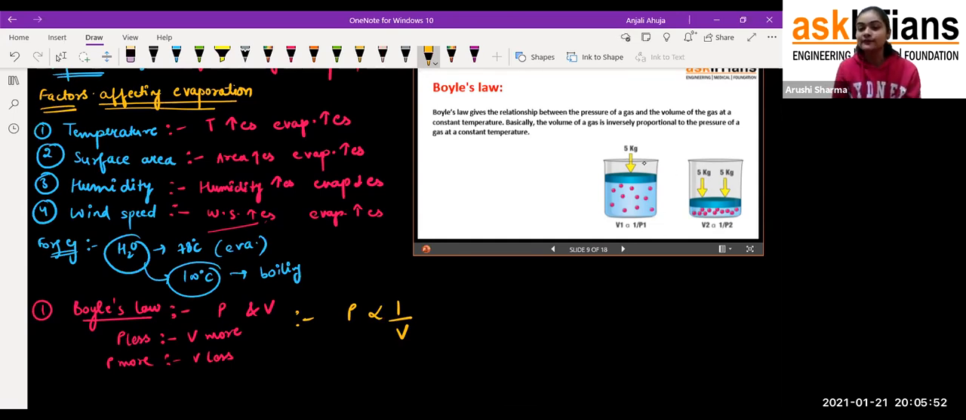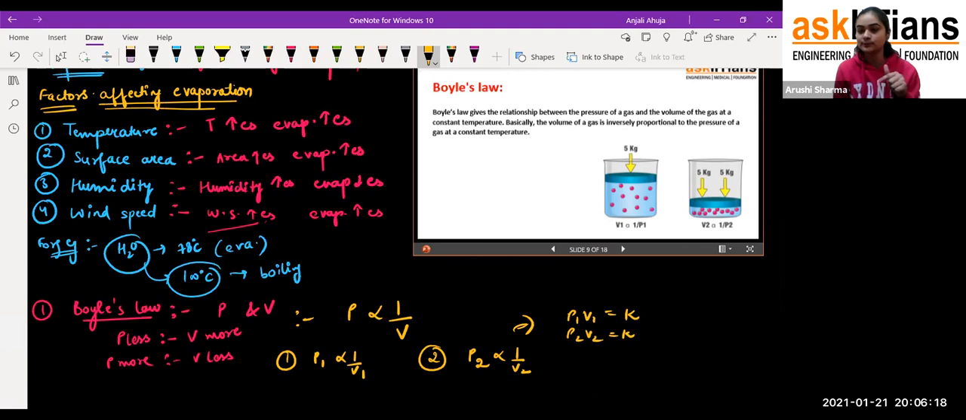Now you can see for this first beaker, they have given it as P1 is inversely proportional to V1, and for the second beaker it is P2 inversely proportional to V2. So what I can write down from here, students, is P1 V1 equals K, that is the constant, and P2 V2 is also equal to K, the constant, because I have to remove this proportionality sign, so I have to use some constant.